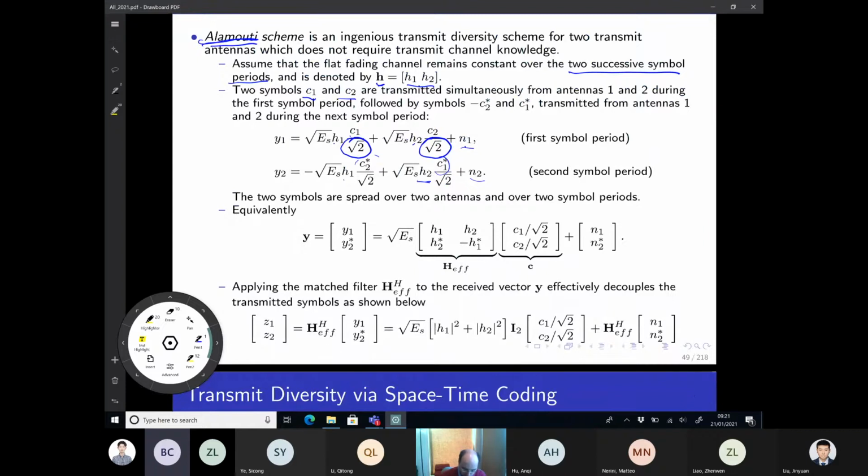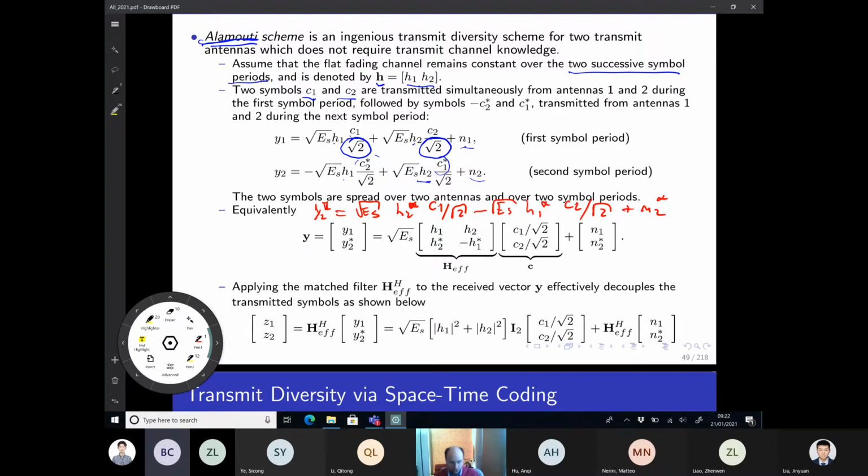Before doing this, I first write this slightly differently, in the following form. I will conjugate Y2, and I will change the order here. So I'm going to have square root of ES H2 conjugate C1 divided by square root of 2, minus square root of ES H1 conjugate C2 divided by square root of 2, plus the conjugate of the noise.